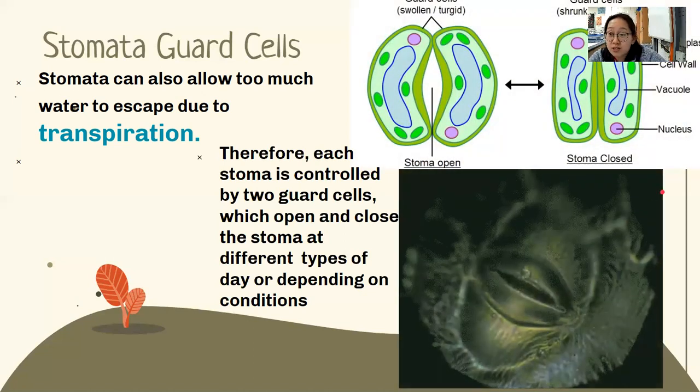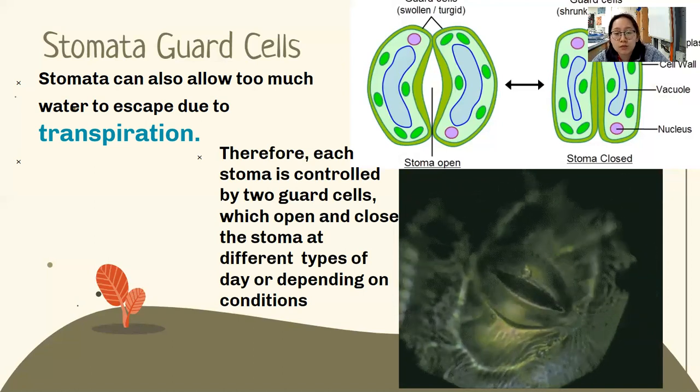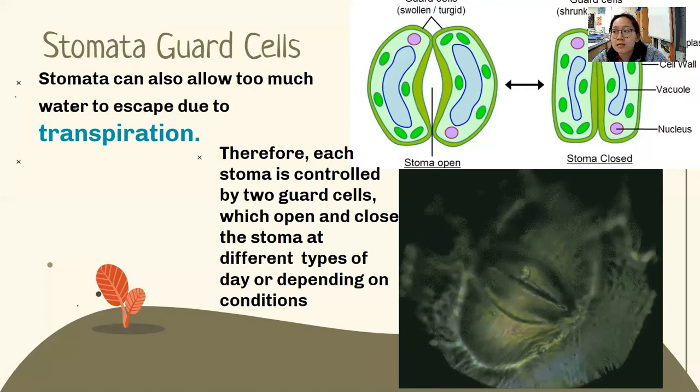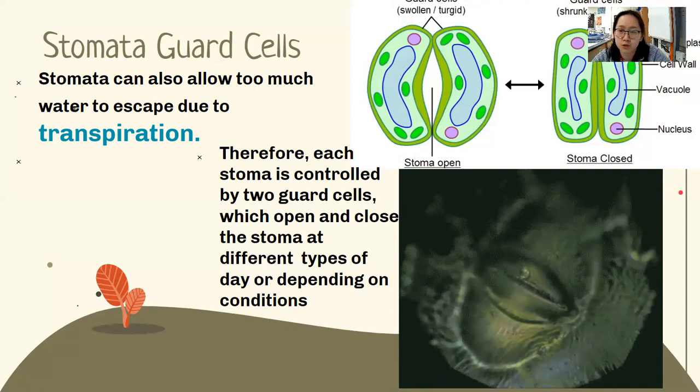So it depends on the condition outside. If it's really, really dry outside, the stomata are probably closed. If it's really, really hot outside, the stomata are probably closed. But if it's nice outside and there's plenty of water in the atmosphere, the stomata will be open so that the plant is not going to get dehydrated from losing water due to transpiration.